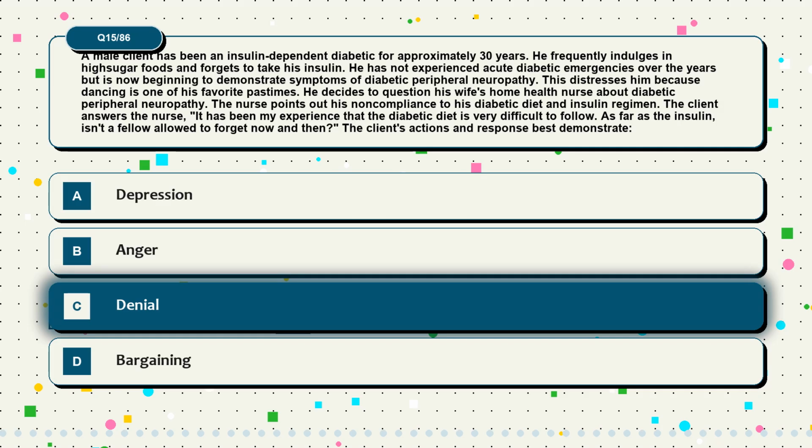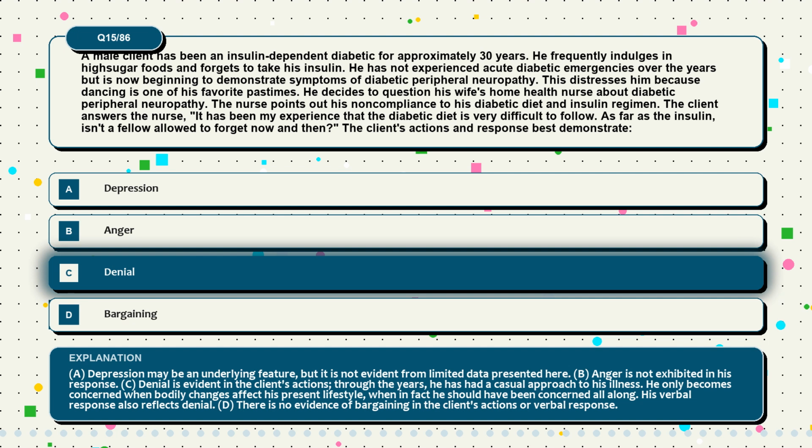The correct answer is option C. Denial. A. Depression may be an underlying feature, but it is not evident from the limited data presented here. B. Anger is not exhibited in his response. C. Denial is evident in the client's actions. Through the years, he has had a casual approach to his illness. He only becomes concerned when bodily changes affect his present lifestyle, when in fact he should have been concerned all along. His verbal response also reflects denial. D. There is no evidence of bargaining in the client's actions or verbal response.